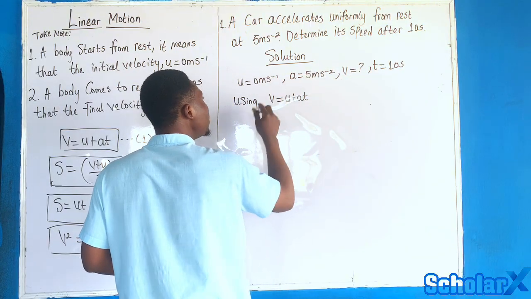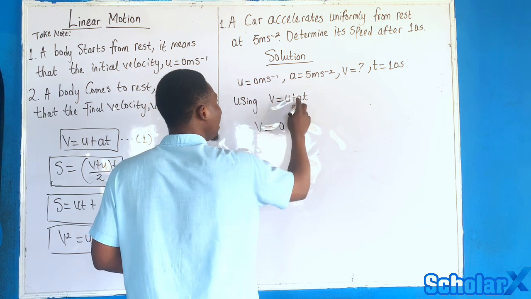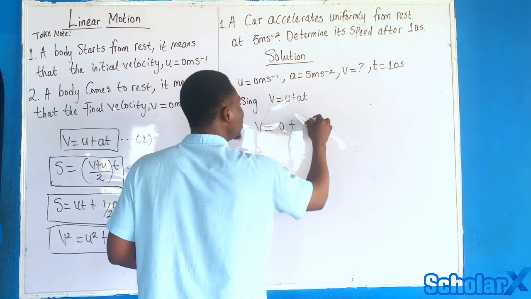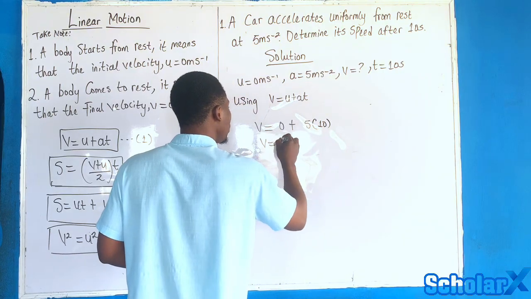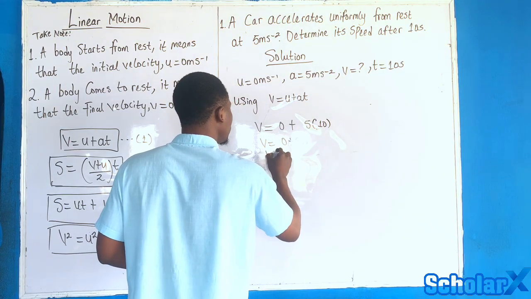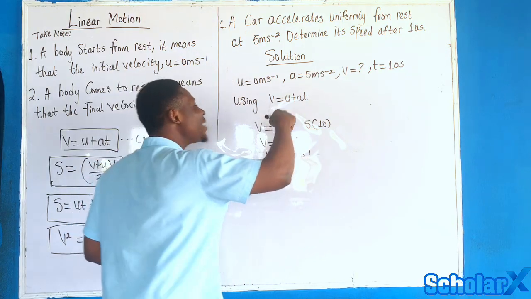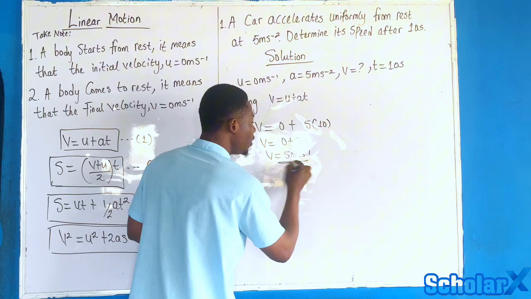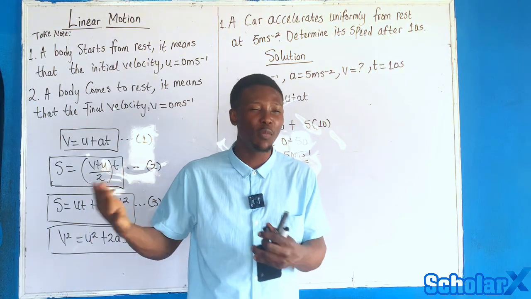So it becomes V, which we don't know, is equal to U, which is 0, plus AT. That's 5 multiplied by 10. So V is equal to 0 plus 5 times 10, which is 50. 0 plus 50, of course, gives us 50 meters per second. So its speed after 10 seconds will be 50 meters per second. Do you understand? Now let's go ahead and solve more problems on this.